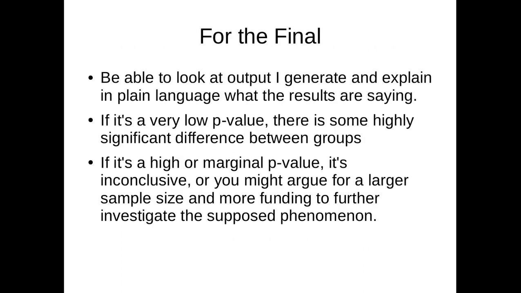Okay, so this is about my Stat 202 final. You don't have to worry about that if you're in my statistical software class. But everyone should be able to look at output that is generated and explain in plain language what the results are saying. For a very low p-value, there's a highly significant difference between groups. If it's a high or marginal p-value, it's inconclusive. Or you might argue for a larger sample size, especially if you're in the gray zone. You might say, hey, with a larger sample size, that would push that either into the inconclusive category or it would be conclusive. That's usually my line of reasoning.